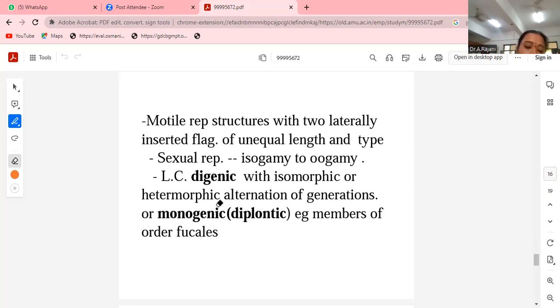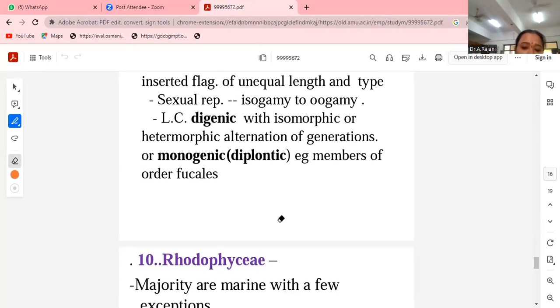Here, in this class, the scientists divide the class into orders. Ectocarpales you have studied at degree level. Ectocarpales, Dictyotales, Laminariales, Sporochnales. These are the orders. Total 11 orders are present.